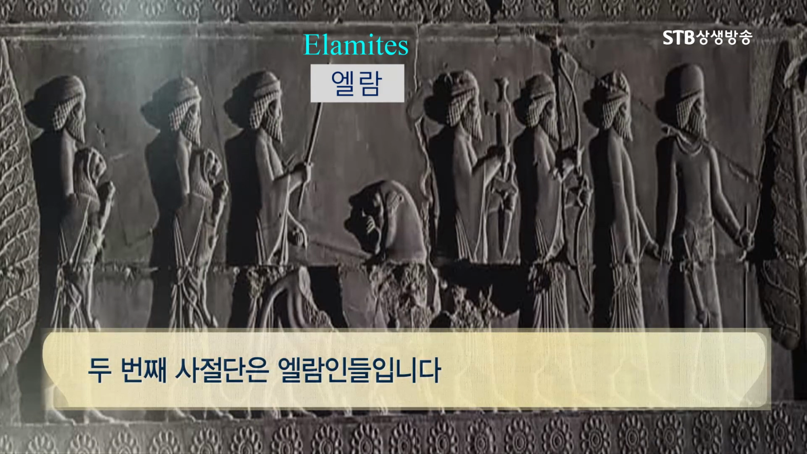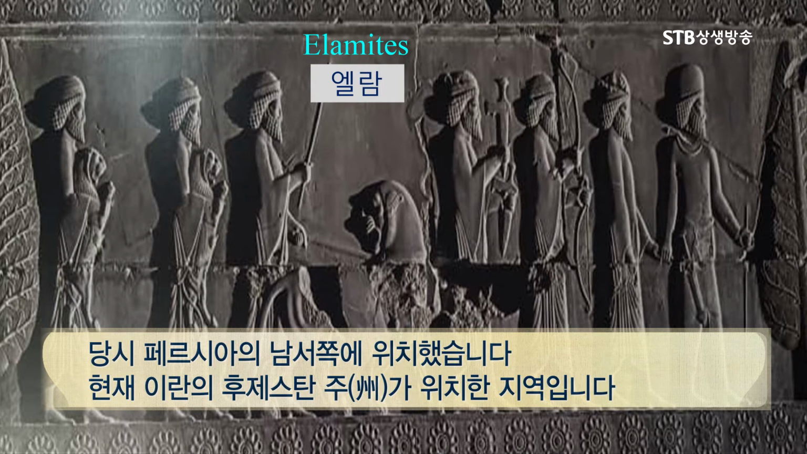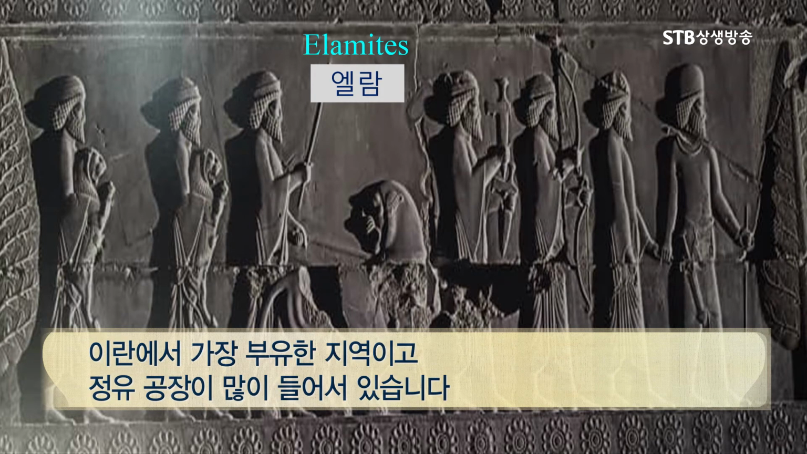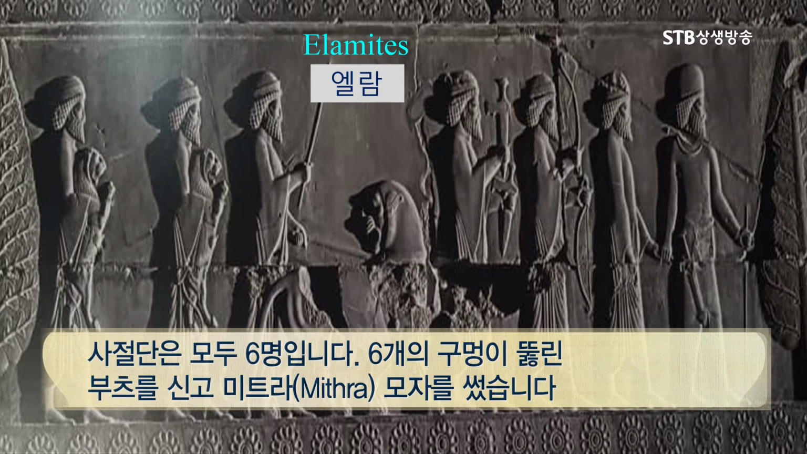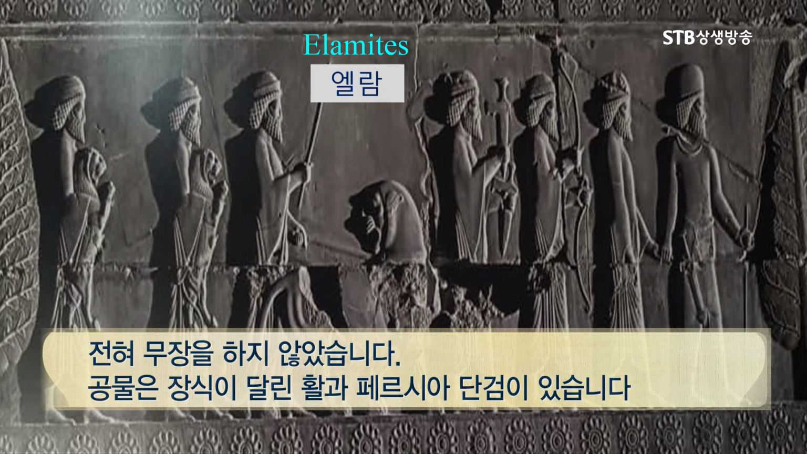The next delegation is the Elamite dynasty. Their land is in the southwest part of Iran, in Khuzestan province. Actually, Khuzestan province is the richest province in Iran. Still now, we have lots of oil plateau there. The number is 6 people wearing special 6-hole style boots, and they are also wearing a mithra, hair trap. They are completely unarmed.